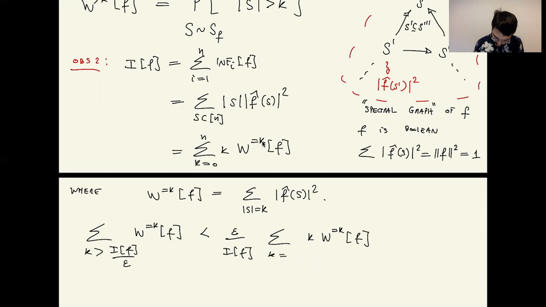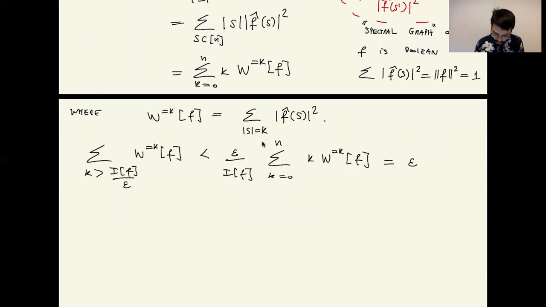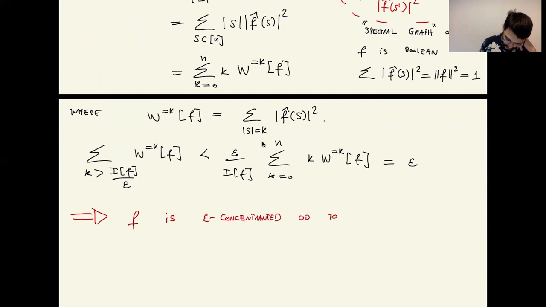Let's say this is from 0 to n. And so what I get here is the influence again. So this all simplifies to epsilon. So this implies that f is epsilon concentrated up to degree I(f) over epsilon. So in a way, the influence of f is one of these complexity measures, which we will talk more about later.